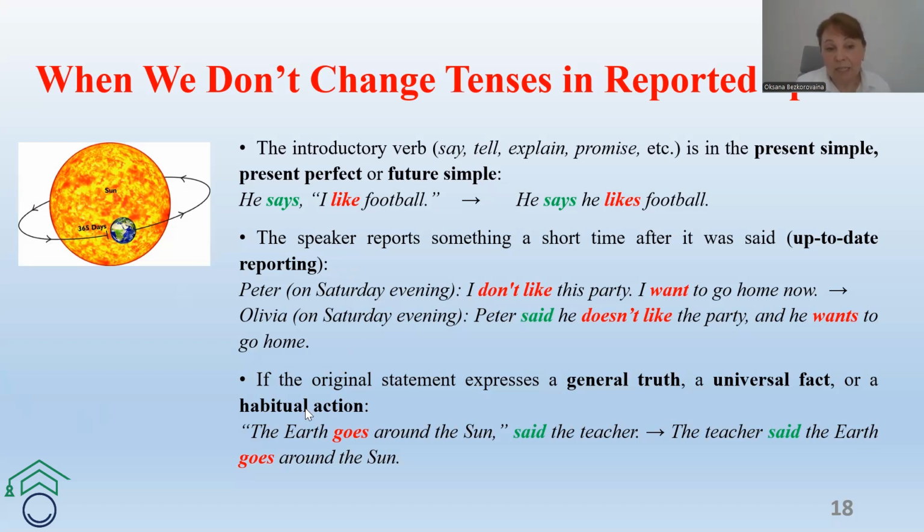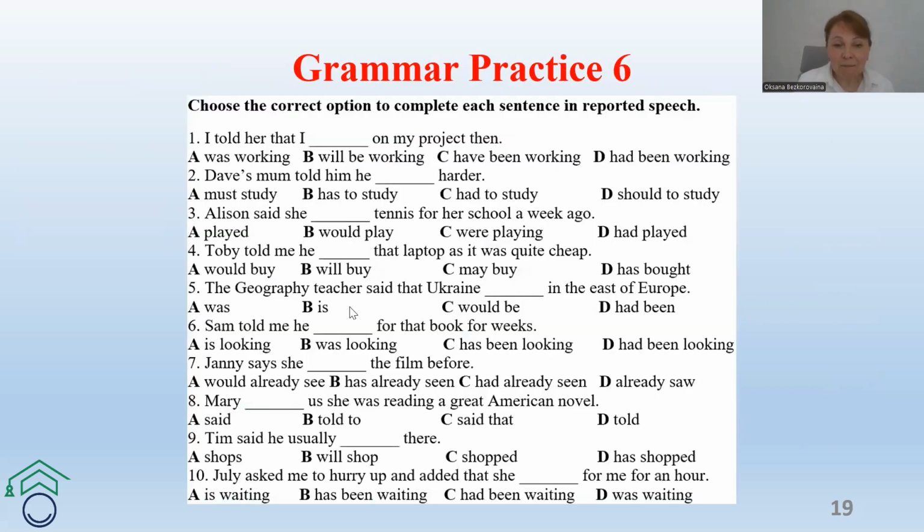And the last case, if the original statement expresses a general truth, a universal fact, or a habitual action, we don't need to do any changes. The earth goes around the sun, said the teacher. It is a well-known fact, no matter when the teacher told you about it. That's why we use present simple. The teacher said the earth goes around the sun, because it is always true. These are three situations when we don't need to backshift tenses, okay?